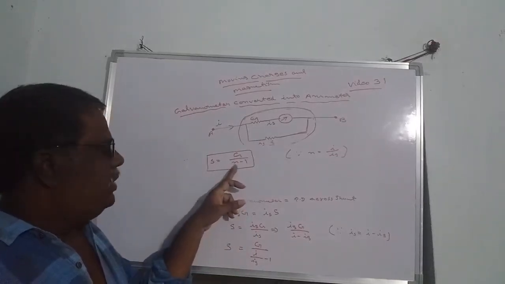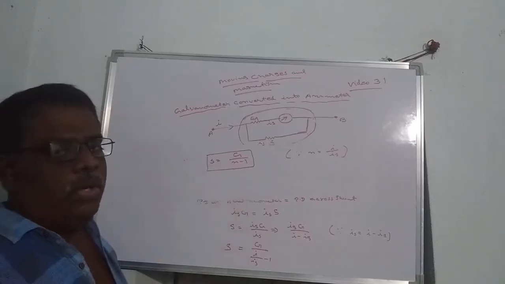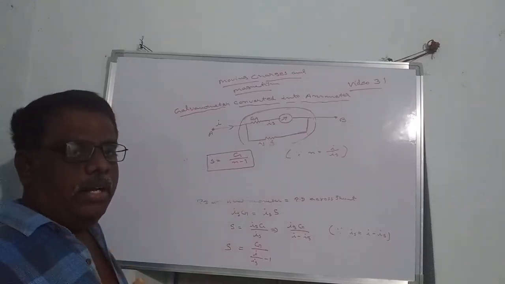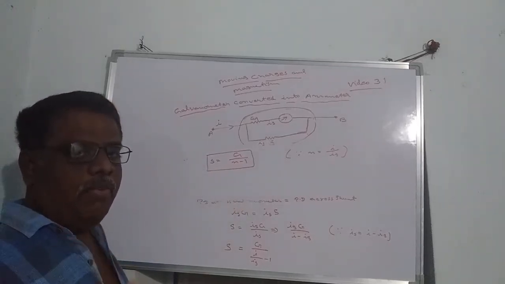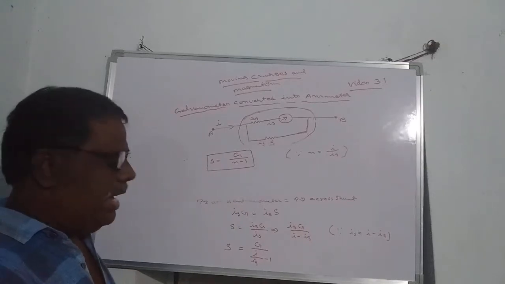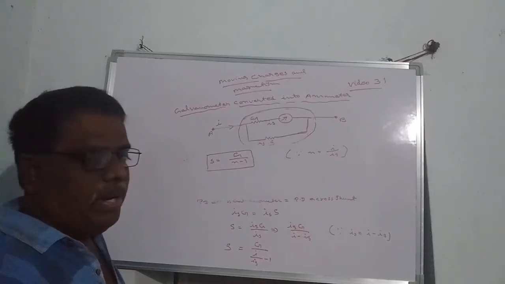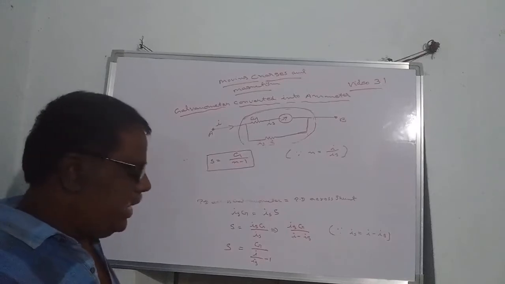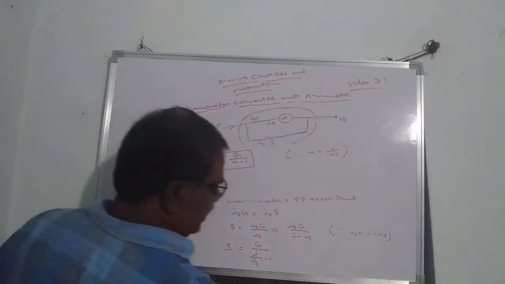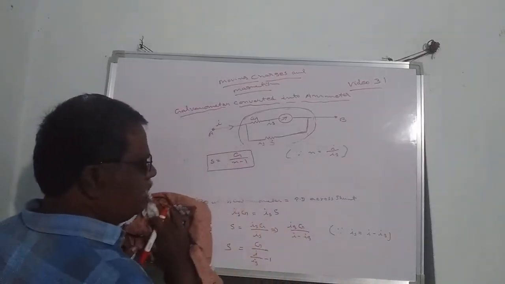So that means 1 by N value. Out of the total current, only 1 by nth of the current will pass through the galvanometer, so it will be safe. The remaining current will pass through the shunt resistor. The S value will be equal to G by (N minus 1).